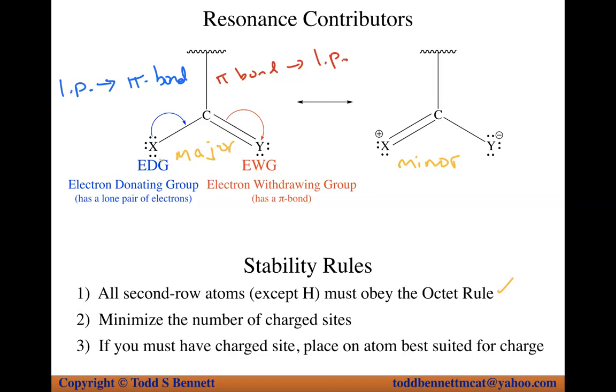Okay, so we have our basic guideline. Electron donating groups are where a lone pair becomes a pi bond. Electron withdrawing groups, a pi bond becomes a lone pair. And then when trying to decide if it's a stable resonance contributor, octet rule first, then minimize the charges. And if you happen to have a charge, it has to be on the site where it's most favorable. Okay, so onward we march.